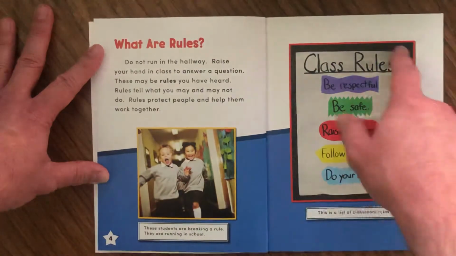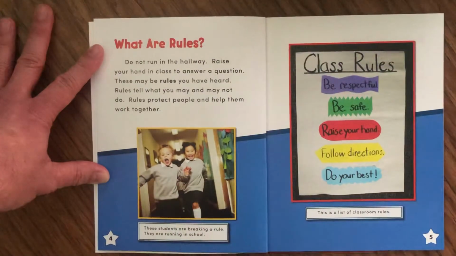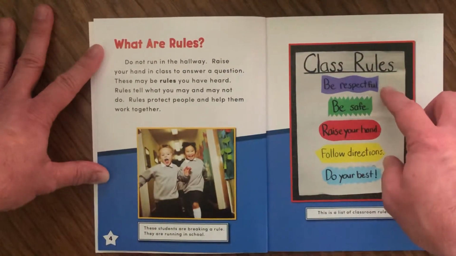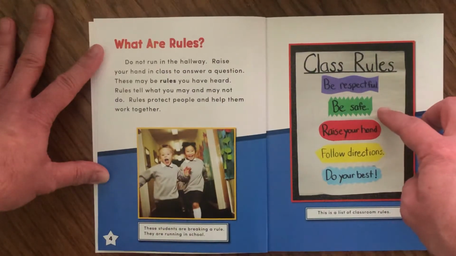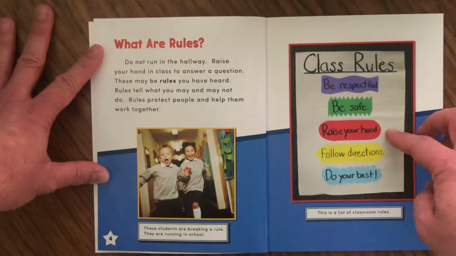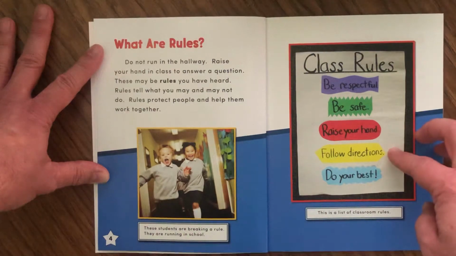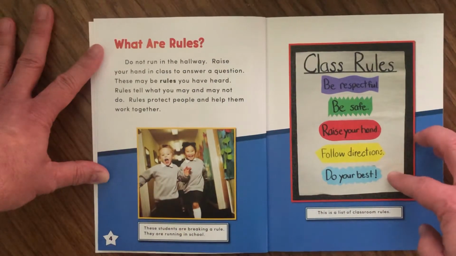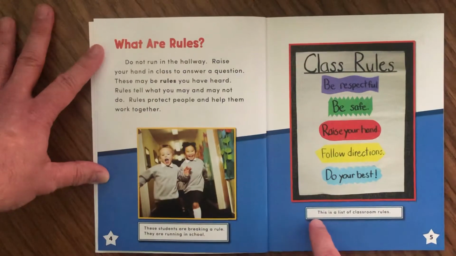Here's another picture, and it looks like a list of class rules that someone made. Class rules: be respectful, be safe, raise your hand, follow directions, do your best. And the caption says, "This is a list of classroom rules."